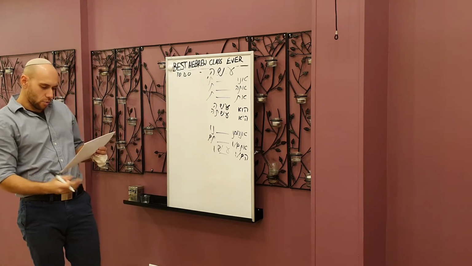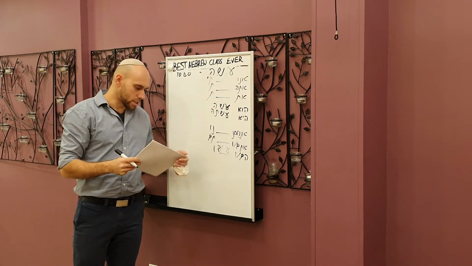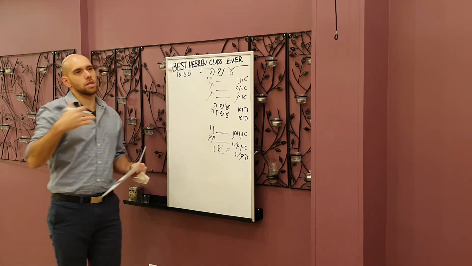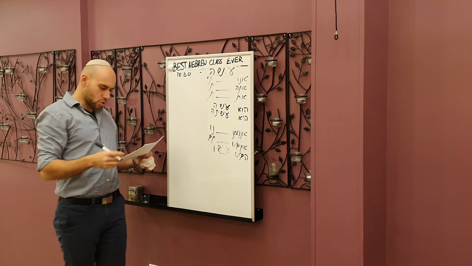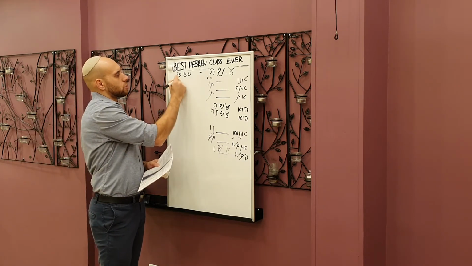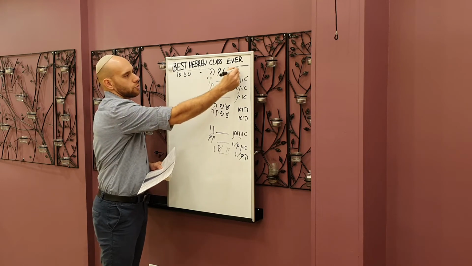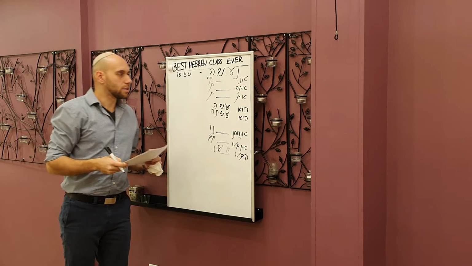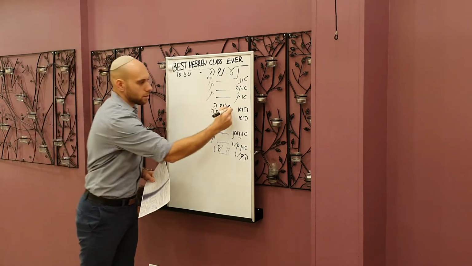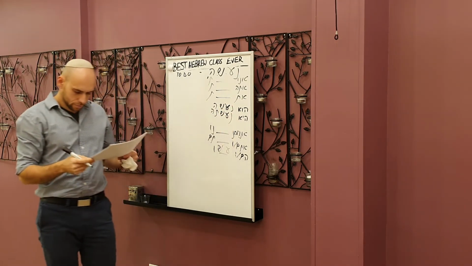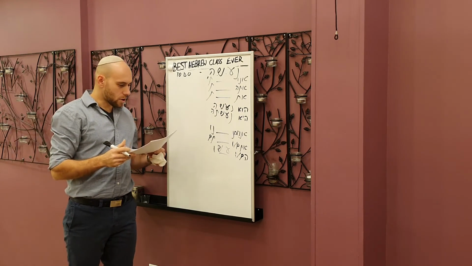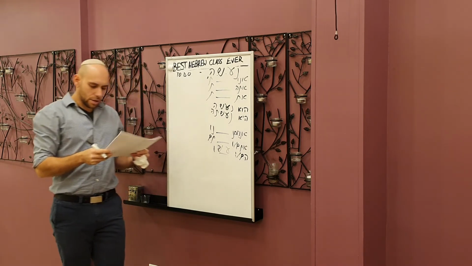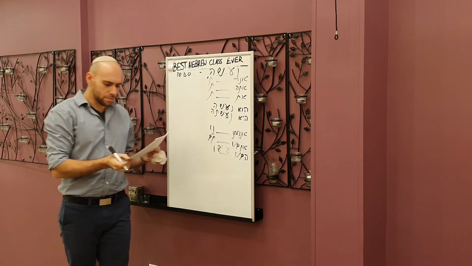Now, what do we do? How do we handle this one if we want to say something was done, right? It was done. So it's going to be nifal, right? So we had the nun in the front. Now, that becomes na'asa, right?